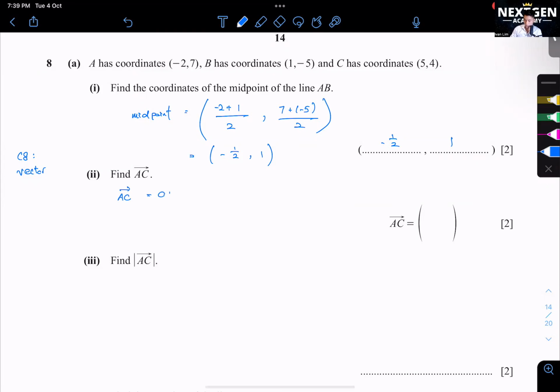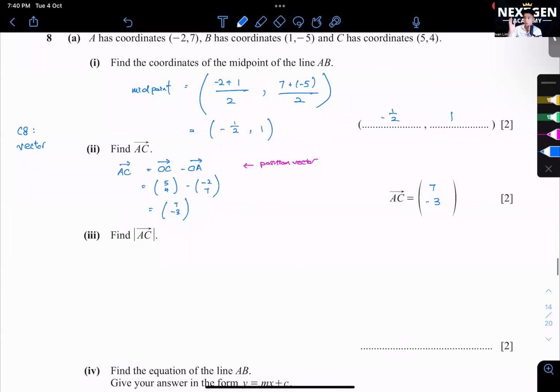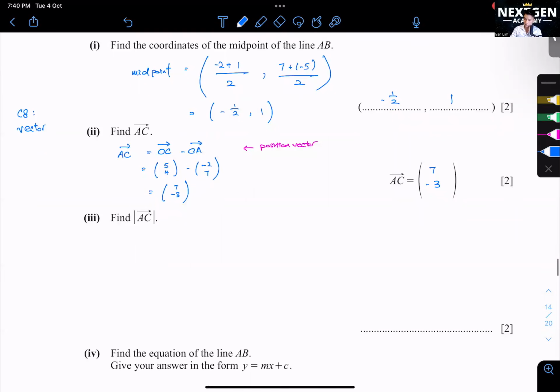AC will be equals to OC minus OA. This is a formula for vector. You get 5, 4 minus 2, 7. Final answer, 7, -3. Okay, this is the position vector. So if you all go back to the video, you will see this part here, the position vector, 7, -3.